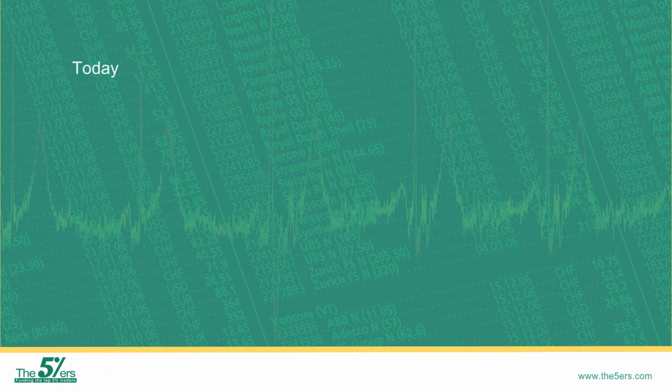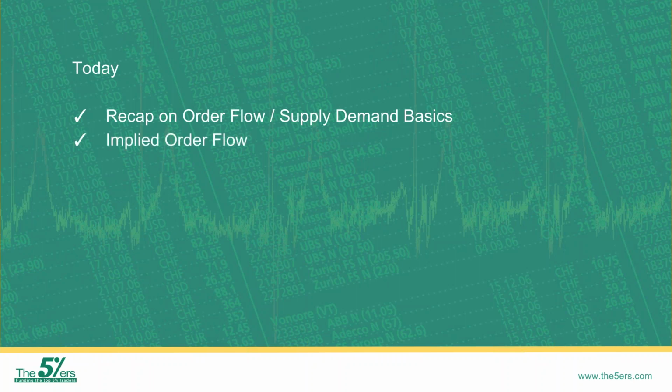Okay, what are we going to learn today? We'll recap the topics we discussed in the past 2 weeks: supply and demand, order flow, and how to observe the charts to find where the buyers or the sellers are waiting to enter the market. Next, we'll go through new stuff, which I call implied order flow, meaning that not everything is being seen.